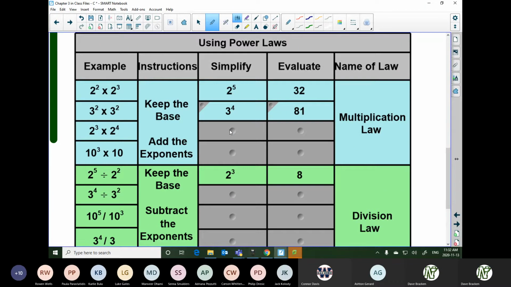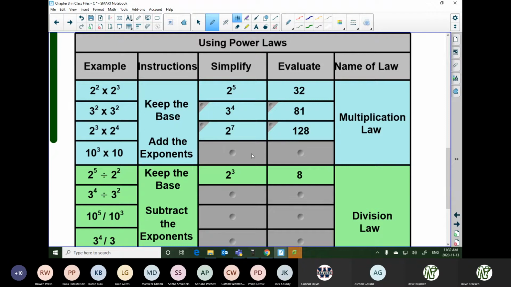Somebody new. If you've already answered, don't answer again. 2 to the power of 3. 2 to the power of 7. Add the powers together. 2 to the power of 7, you just multiply 2 by itself 7 times. I think it's 128.